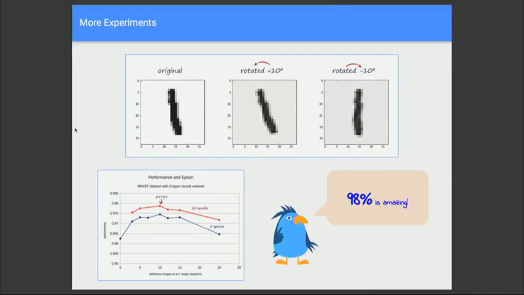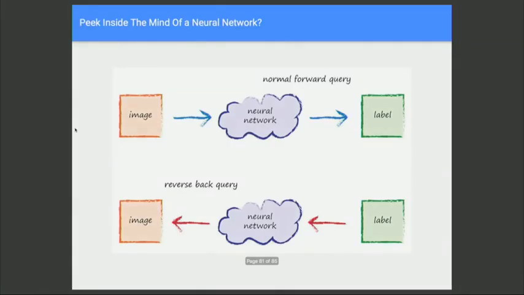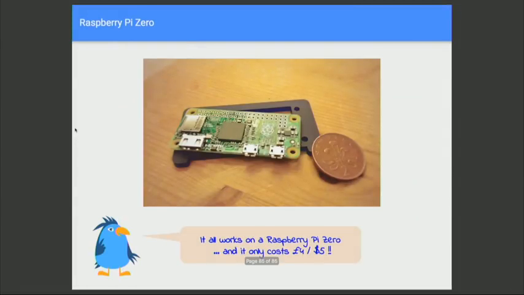This is actually really good because if you look at the academic papers, they get 99%, 99.5%, but they're using really advanced techniques. And I think with just 20 lines of code, that's not bad. I'll just skip this, and what I'll do now is say you can actually do this with a Raspberry Pi Zero. Everything I've done, you can look at the blog as well. You can do it with a Raspberry Pi Zero, which costs about 4 or 5 euros. You don't need an NVIDIA graphics card to do any of this.